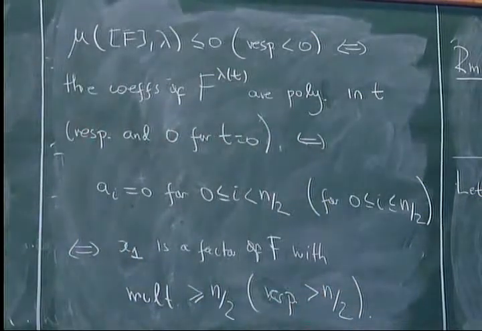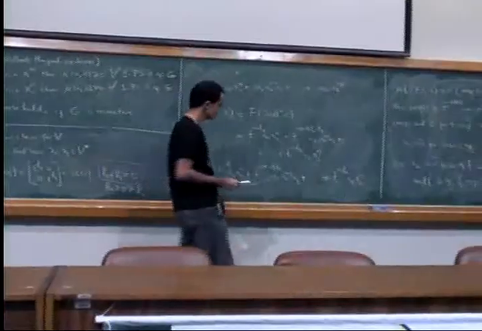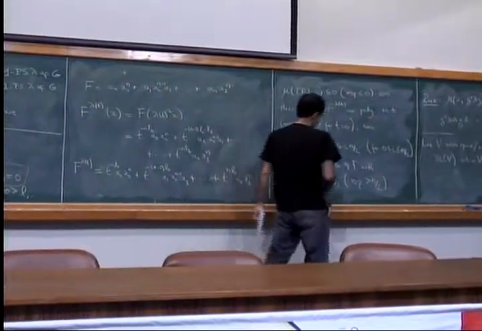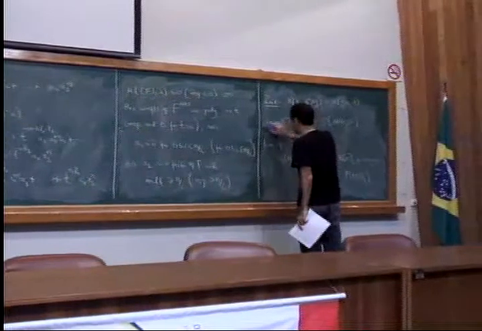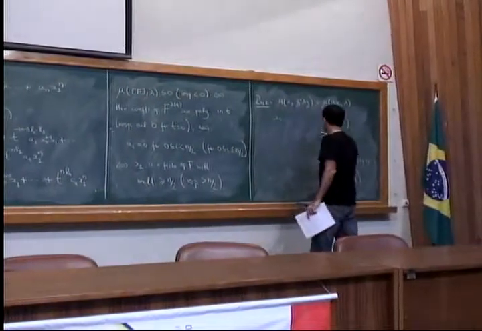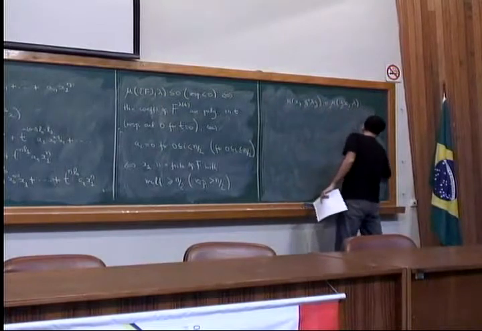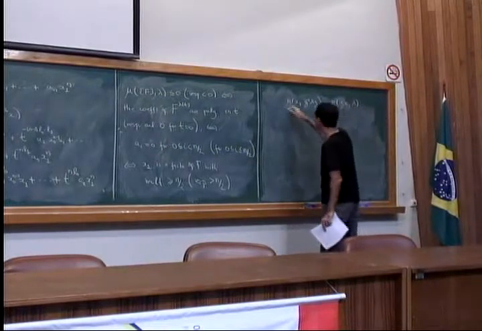Okay? So as you see, I'm removing, right? So these coefficients, and then you have a high power of x1 dividing f. Okay? Okay, so for this particular lambda, that's the linear factor that appears with high multiplicity. But then we're going to use this remark here to have it more general.